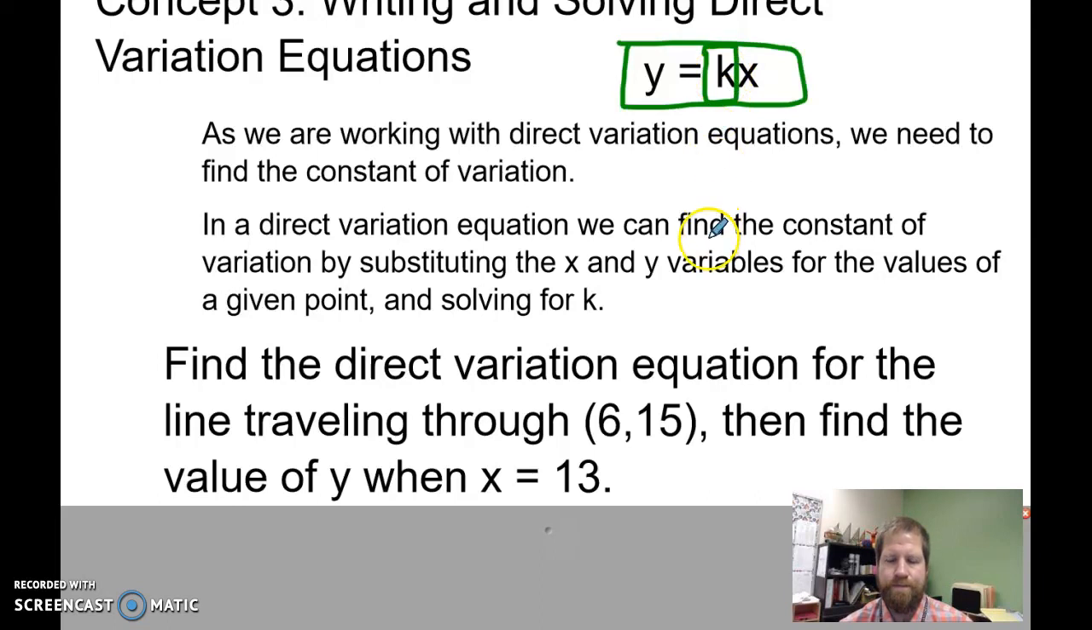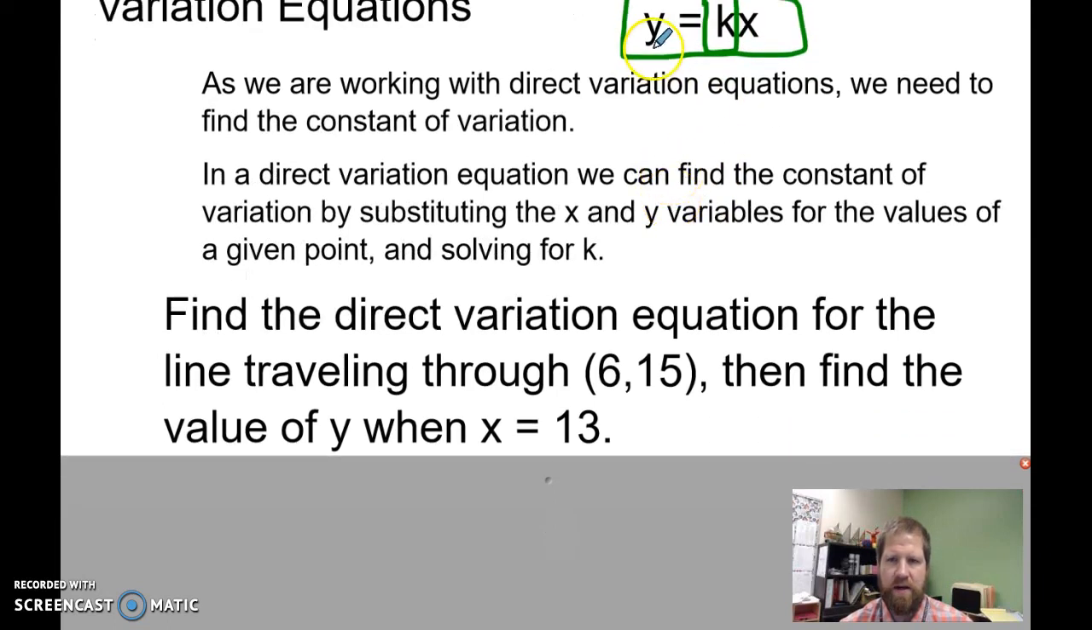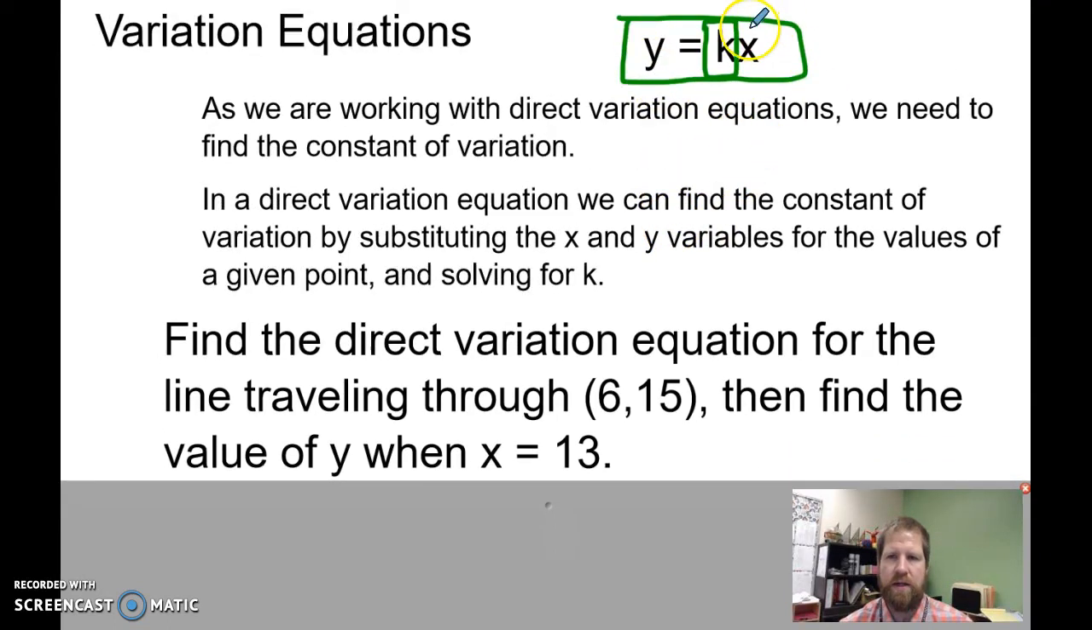variation. Okay, and to find that, what we're going to do is we're basically going to substitute in values for x and y. Alright, now these have to be values from the same coordinate, but it does make it fairly straightforward to figure out the direct variation equation if we're given a point.